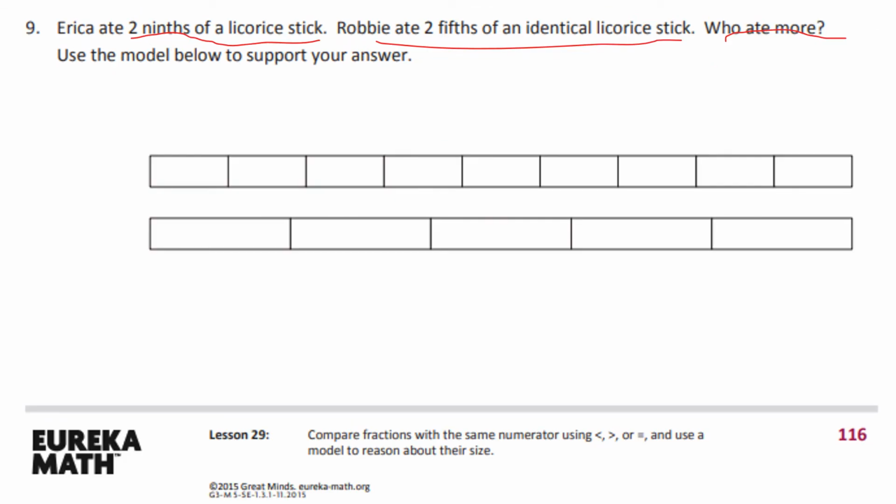So it says Erica ate 2/9 of a licorice stick. Robbie ate 2/5 of an identical licorice stick. Who ate more? Use the model to support your answer. So this is the same thing as this last problem we just did, except now we want to find more. So remember, you have Erica and we have Robbie. So take your time.